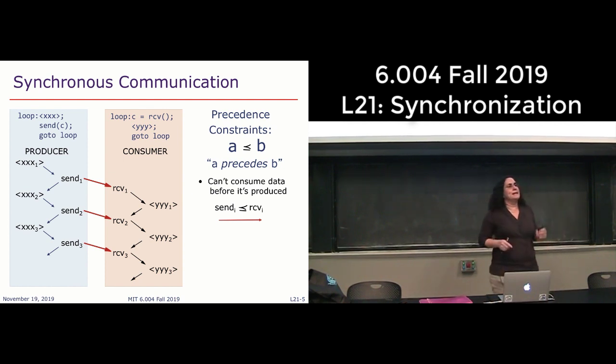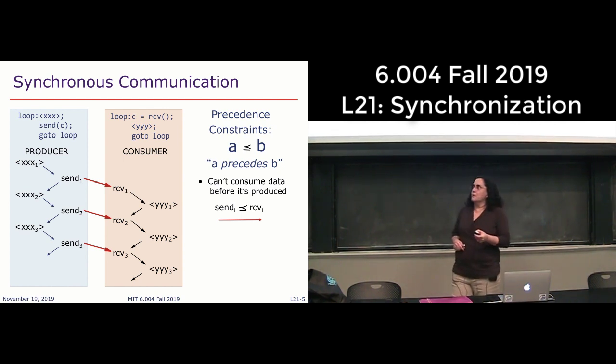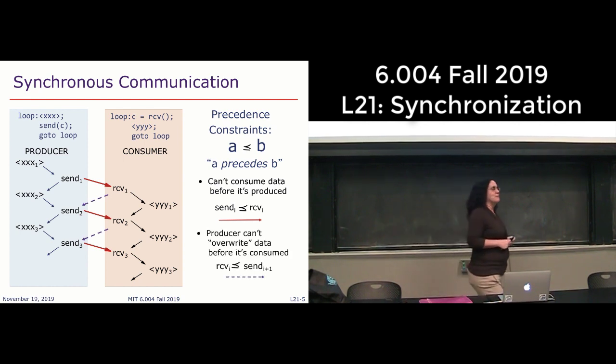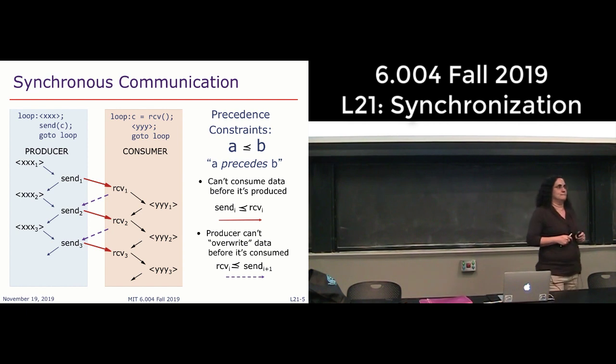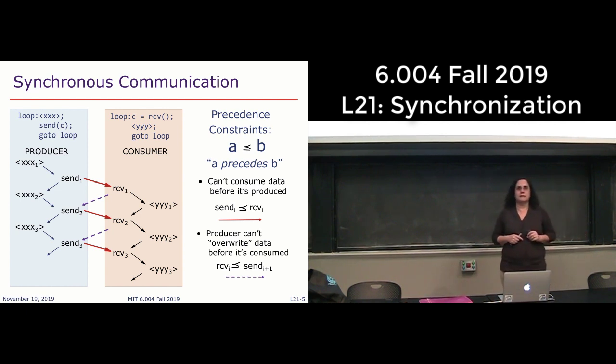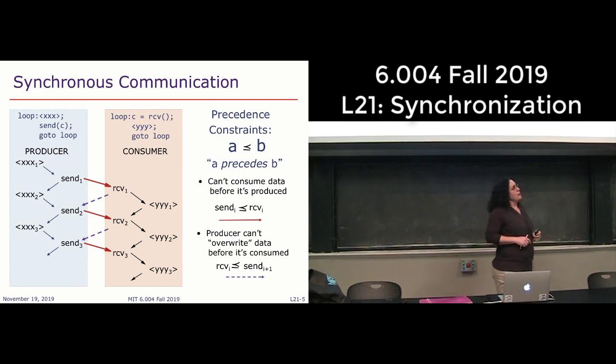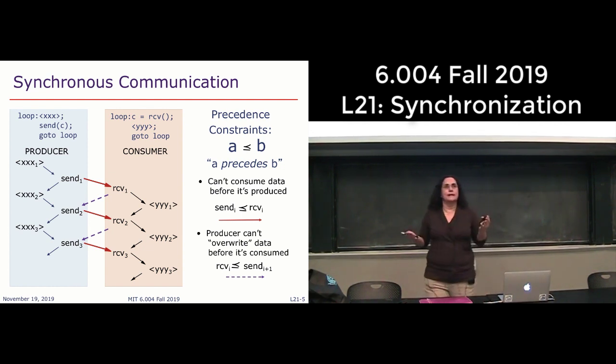So in addition to making sure that my send of I happens before my receive of I, I also need to make sure that my receive of I happens before my send of I plus 1. Everybody okay with that? Good. So we need to figure out a way of making sure that these constraints are actually satisfied.